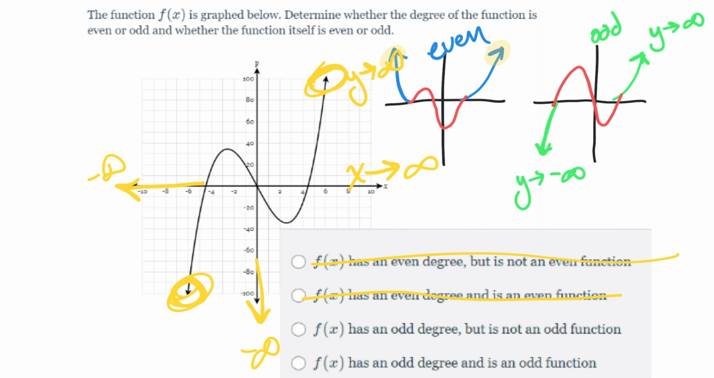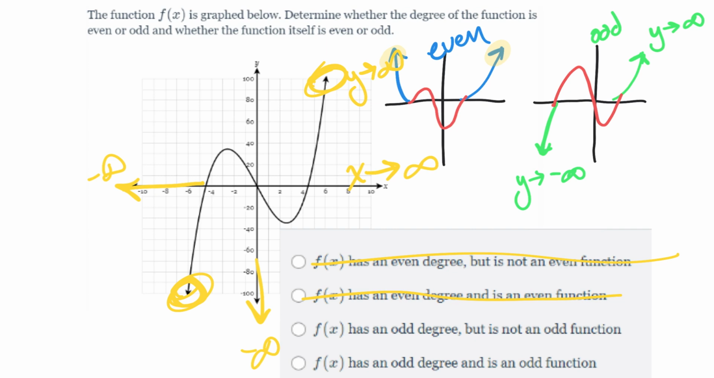What it does in between does not change the fact that it's odd or even. So pay attention to that first. So let's see what we have. It has an odd degree, but is not an odd function. And then secondly, has an odd degree and is not an odd function.